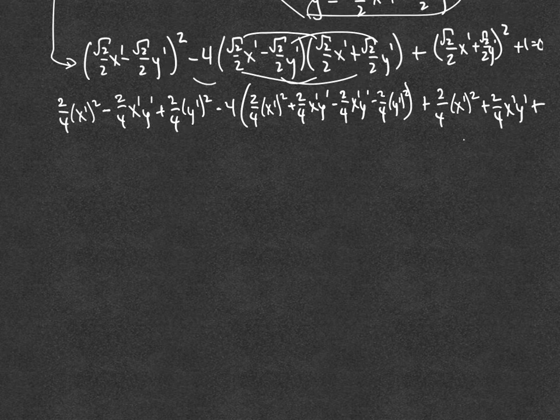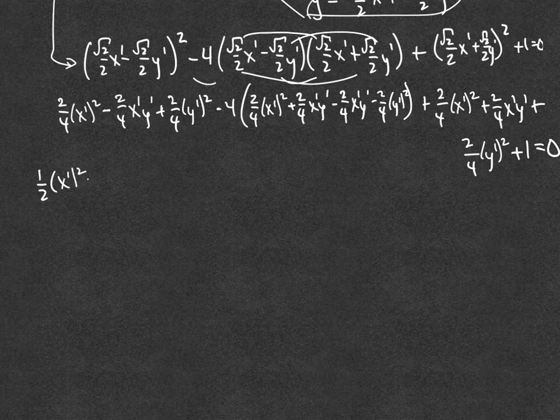And then the second term squared. And then I still have the plus 1 is equal to 0. Okay, now you need to use the distributive property, but at the same time, I'm going to reduce a bunch of these fractions. I'm going to reduce all the 2/4 to 1/2. So this will be 1/2 x prime squared minus 1/2 x prime y prime plus 1/2 y prime squared.